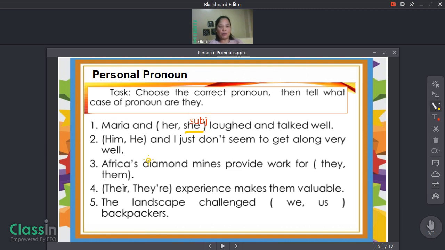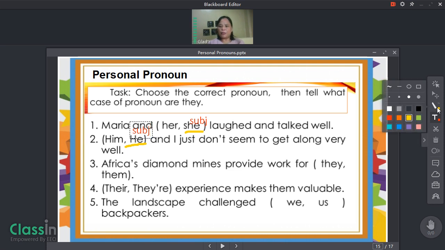Okay, how about number two? What is the correct answer? Him or he? And I just don't seem to get along very well. So the correct answer for number two is he. And same with number one, it is used as what? It is used as a subject in the sentence.